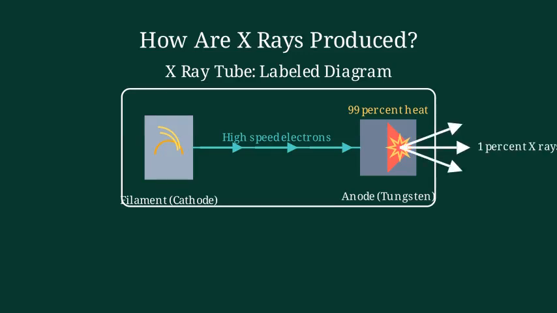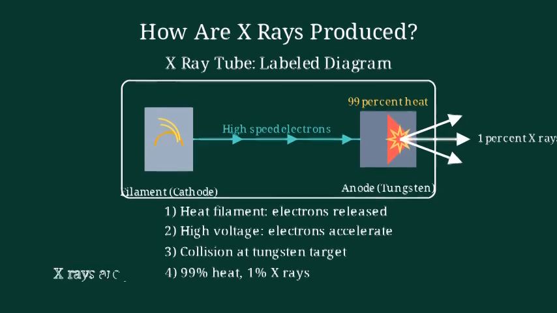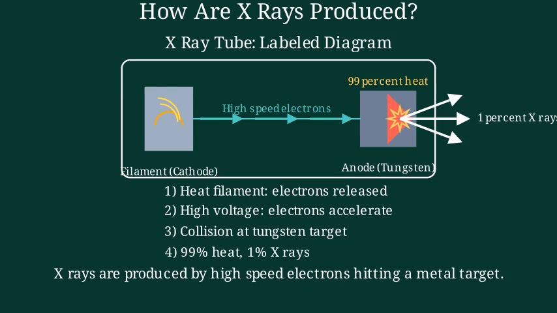Let's summarize. 1. Heat the filament to release electrons. 2. Accelerate electrons with high voltage. 3. Electrons strike the tungsten target. Most energy becomes heat and a small part becomes X-rays. That is how X-rays are produced inside an X-ray tube.